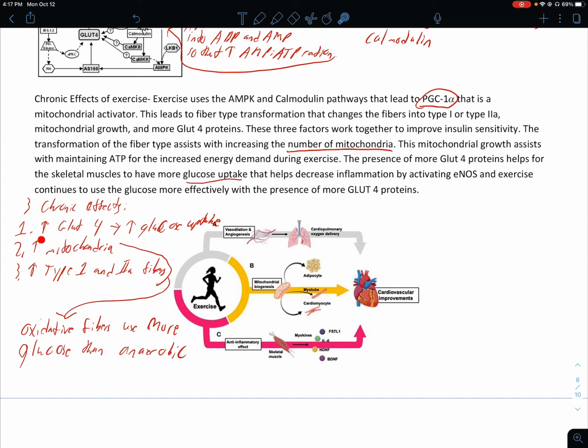Well, number 1, chronic effect is more GLUT4, right? GLUT4 is the gate for glucose to get into muscle. So if we got more GLUT4, we get more glucose uptake. And then number 2 and 3 are related. We get more mitochondria in muscle. And then we have some fiber switching from type 2A to type 1, or from type 2X to type 2A. So the fibers become more oxidative. And then the bottom line there is more oxidative fibers use more glucose than anaerobic fibers do. So that's going to help us lower our glucose levels.